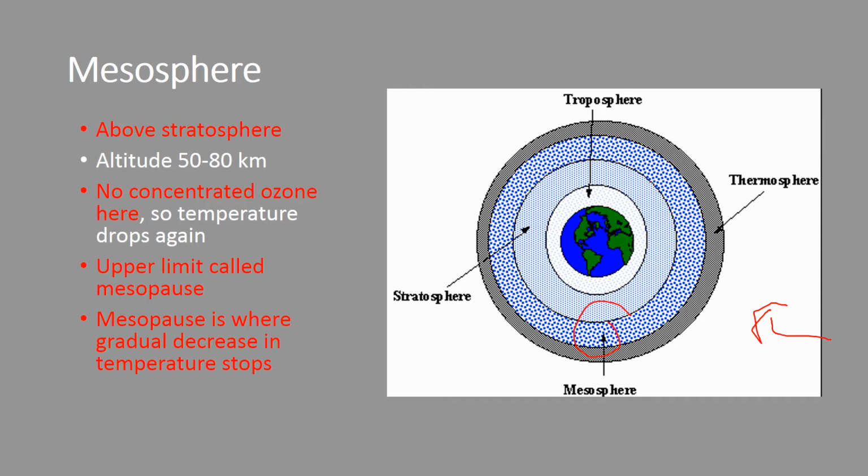That's the upper limit called the mesopause. This mesopause is again when temperature stops. So this is why we have thermodynamics inside the atmosphere layers, and it pretty much goes with what I just drew on the screen.